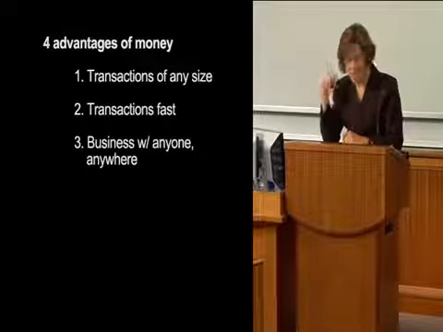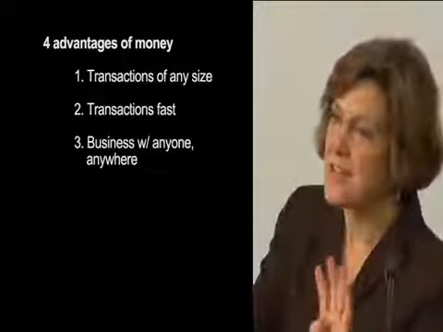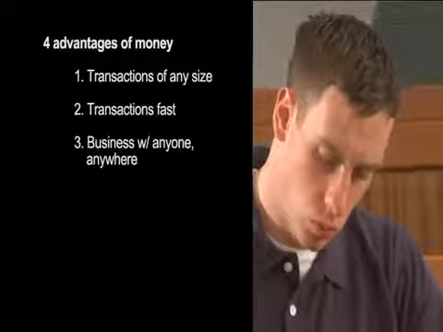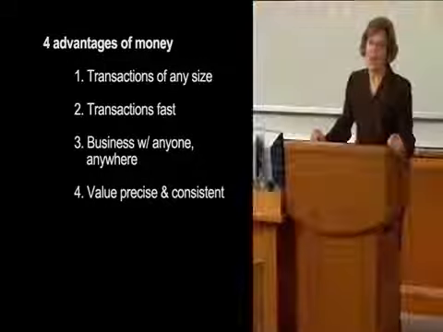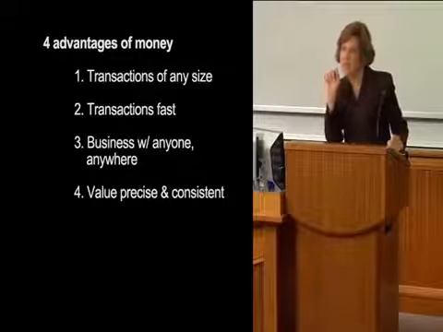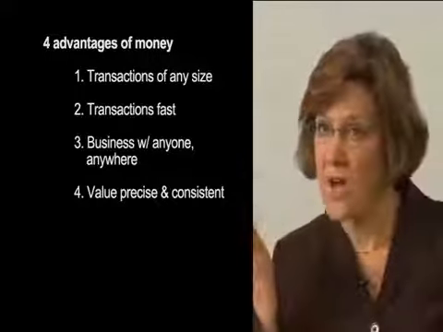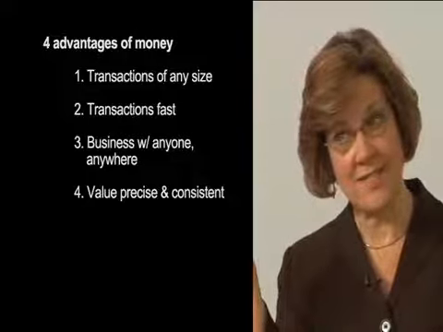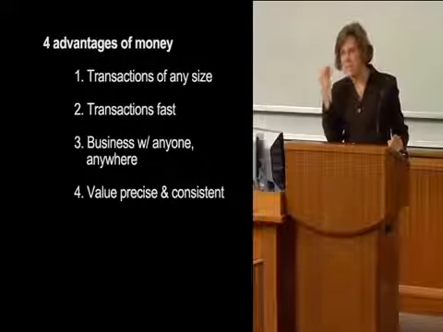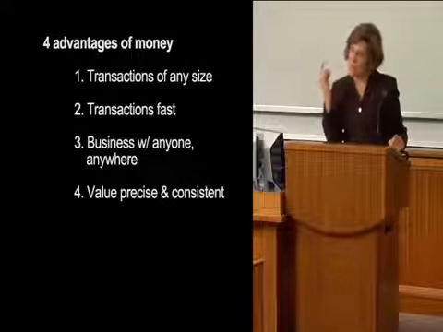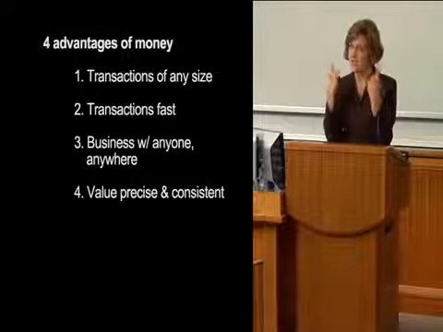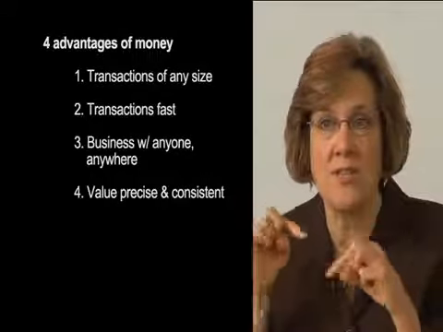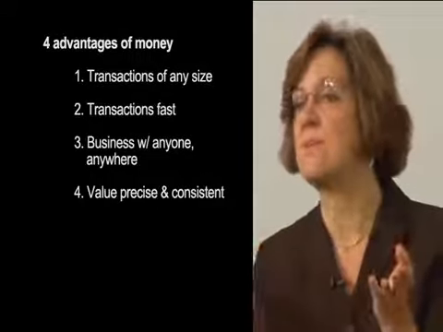Money truly enjoys universal acceptance. The fourth advantage is that the value of money is precise and consistent. Precise means that the value of money can be determined in exact ways, $5.49 or $5.51. Money is also consistent because the value of $1 is $1. It isn't subjective. And even when the value of a currency fluctuates, it fluctuates for everyone.